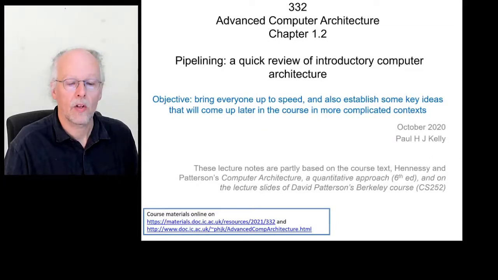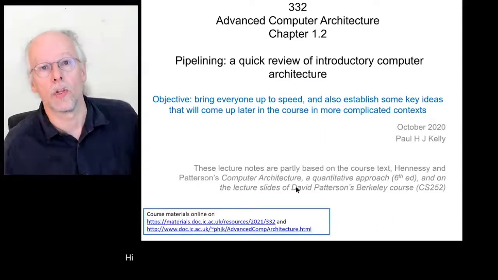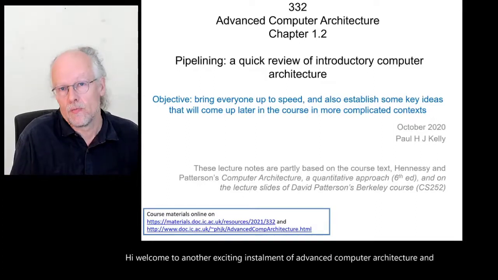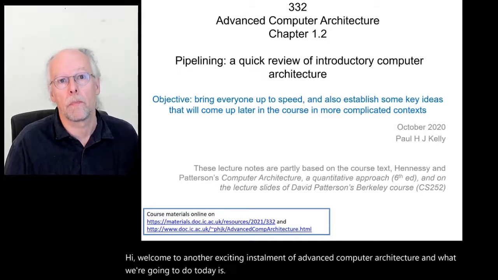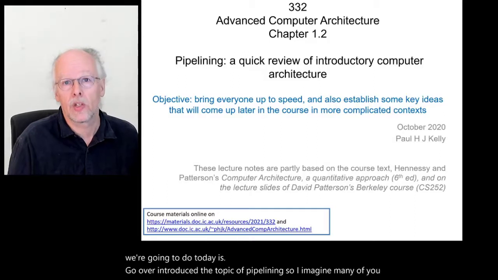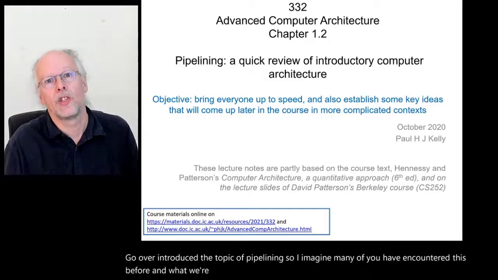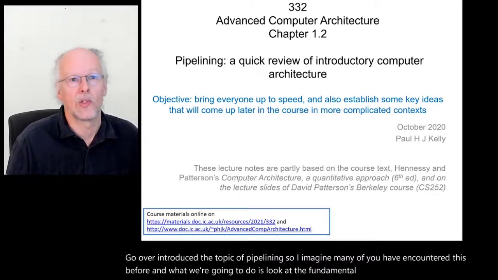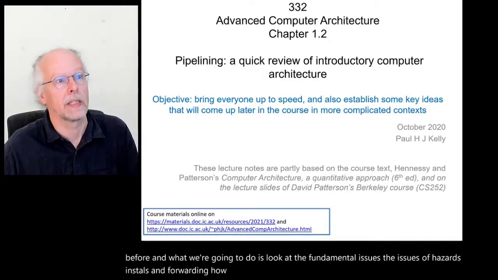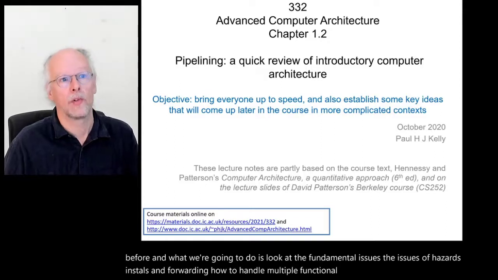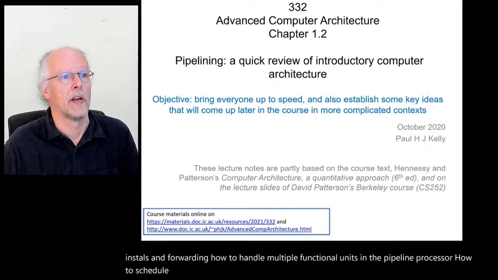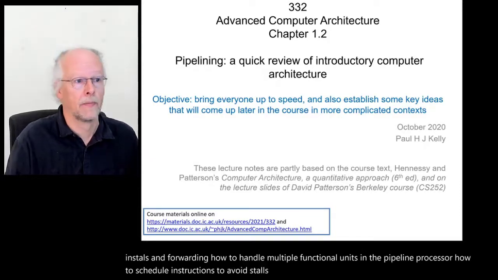Hi, welcome to another exciting installment of Advanced Computer Architecture. What we're going to do today is introduce the topic of pipelining. I imagine many of you have encountered this before, and what we're going to do is look at the fundamental issues: hazards, stalls and forwarding, how to handle multiple functional units in a pipelined processor, how to schedule instructions to avoid stalls in a processor, all of those things.